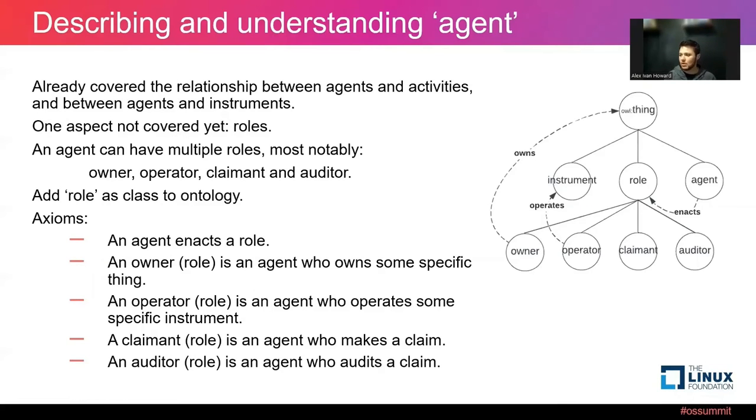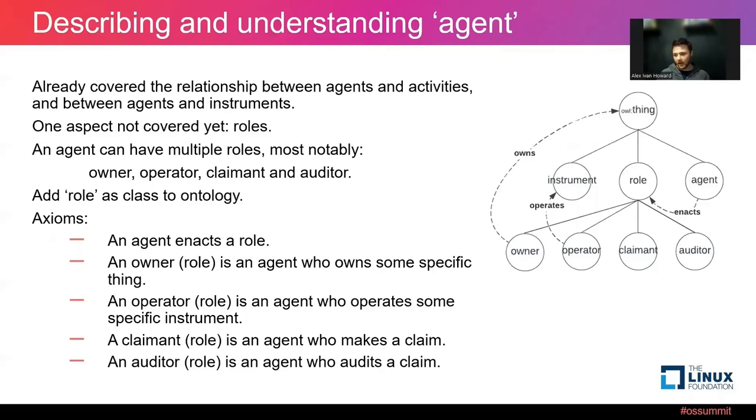Lastly, what do we need to know more about agents? Well, up to now, we have already covered the relationship between agents and instruments, between agents and activities, and so forth. But we have not yet covered the fact that agents can enact different roles. Four of the most notable roles in the discipline of impact accounting are that of owner, operator, claimant, and auditor.